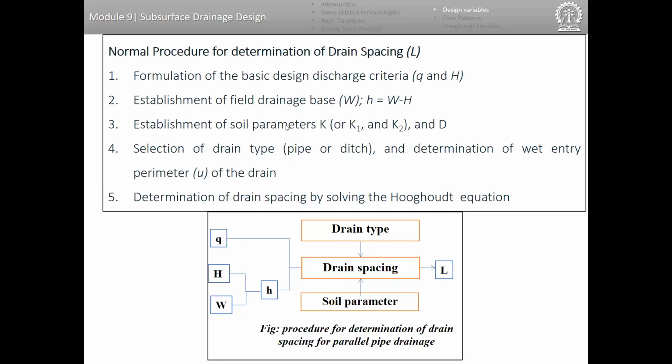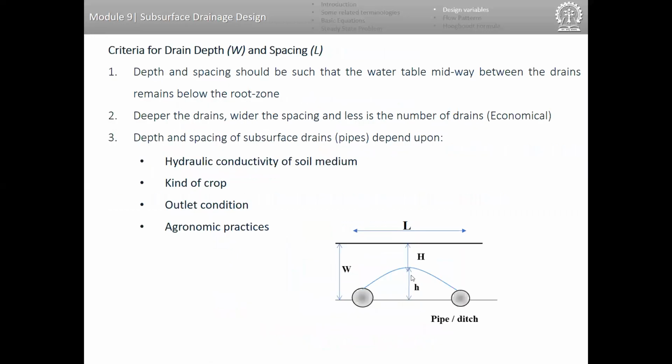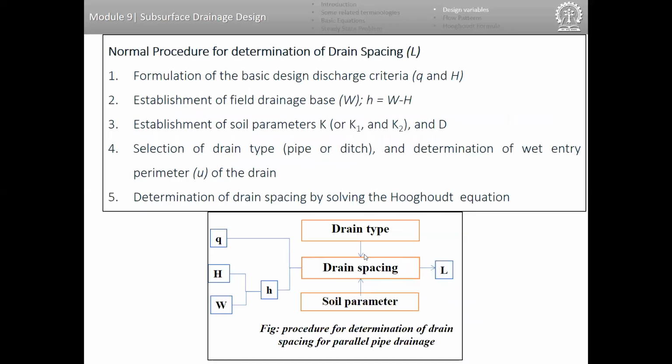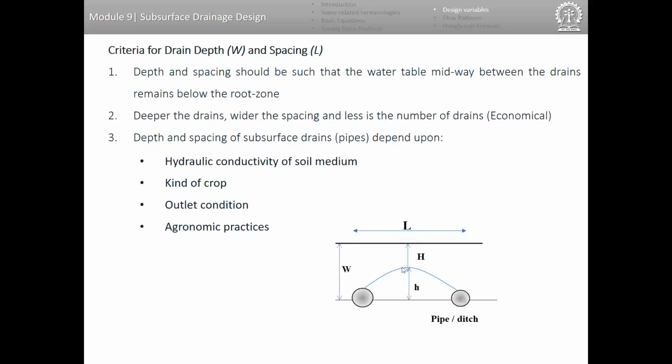The system should be able to cope up with this recharge while maintaining this depth of water table H. Sorry, this capital H is your depth of water table, and small h is your head. So whatever your design discharge is, it should be able to cope up with this capital H, that is the depth of water table.